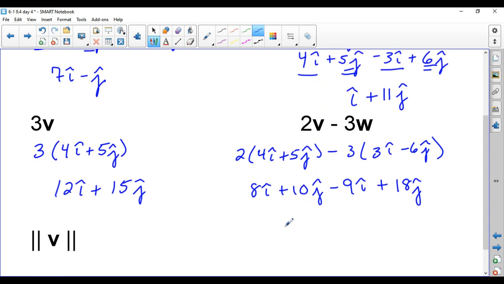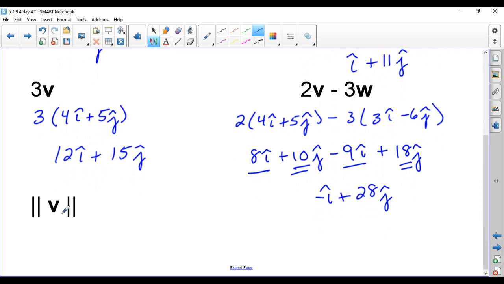And then combine my like terms. I have 8 and negative 9 for a total of negative 1 in the x component. And 10 plus 18 is positive 28 in the y component. So for the operations, you just treat it as if these are different variables. But remember, what you're doing is you're talking about the x component and the y component of the vector.